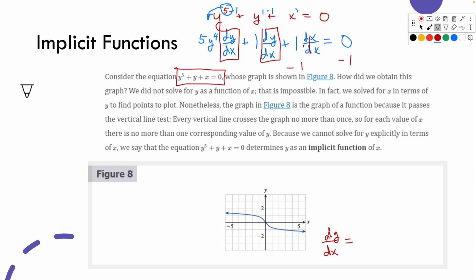Okay, so I'll kind of go over here now. So we have 5y to the 4th dy dx plus 1 dy dx equals -1, right? Because 0 minus 1 is -1. But we still have 2 dy dx's. What are we going to do so that we only have 1 dy dx?